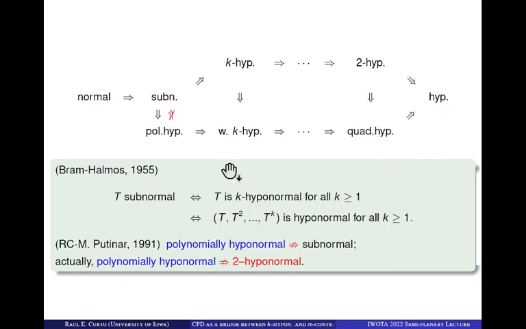The celebrated Bram-Halmos result from 1955 says that an operator is subnormal if and only if it is k-hyponormal for all k. Namely, the k-tuples T, T squared, through T to the k are jointly hyponormal for all k. With Mihai Putinar, in 1991, we proved that polynomial hyponormality does not imply subnormality. That was an open problem formulated by Halmos. And then actually polynomial hyponormality doesn't even imply 2-hyponormality. So having polynomial hyponormality here doesn't even get you there to 2-hyponormality.